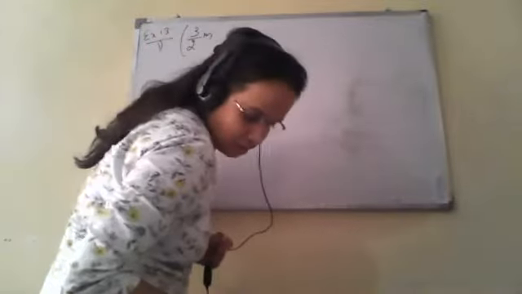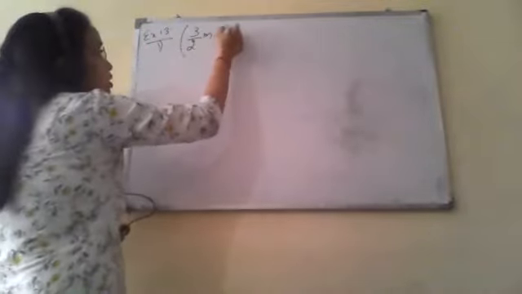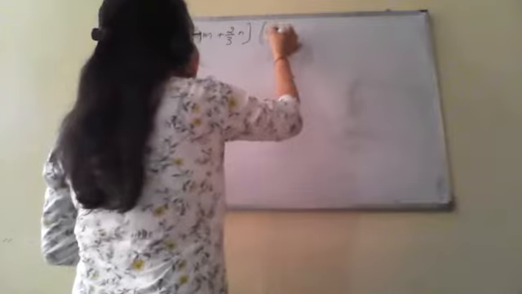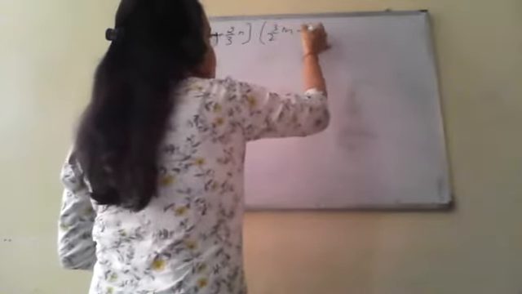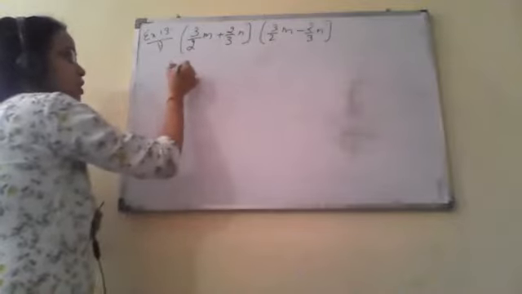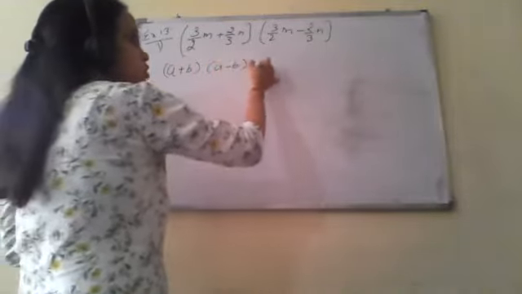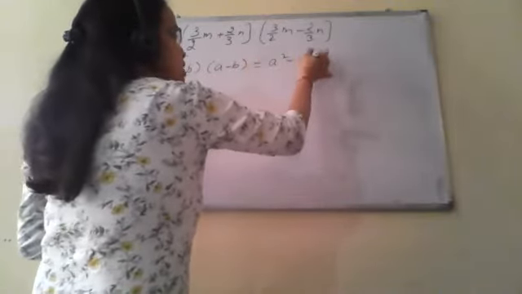Example 13. Using identity 3, we have to find this, and this is the first part. (3/2 m + 2/3 n) into (3/2 m − 2/3 n). So what was the third identity? It was (a + b) into (a − b). What was it? a square minus b square.